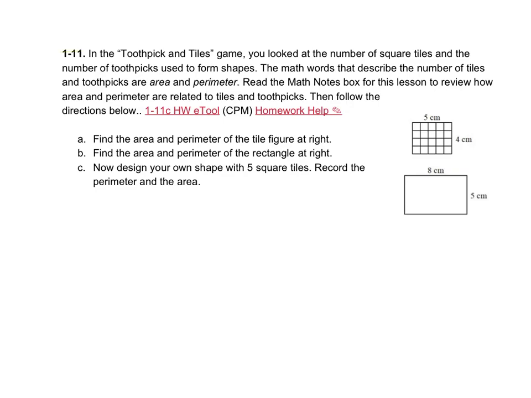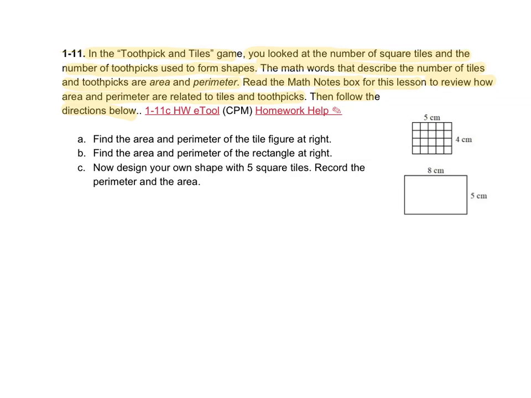1-11. In the toothpick and tiles game, you looked at the number of square tiles and the number of toothpicks used to form shapes. The math words that describe the number of tiles and toothpicks are area and perimeter. Read the math notes box for this lesson to review how area and perimeter are related to tiles and toothpicks. Then follow the directions below.